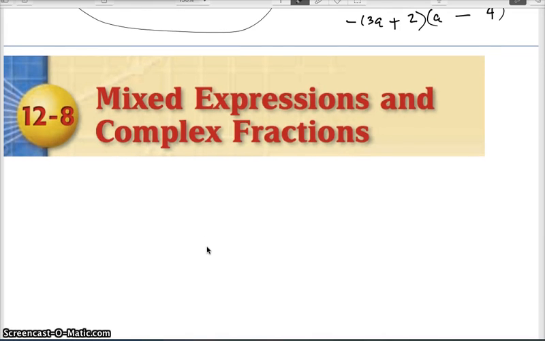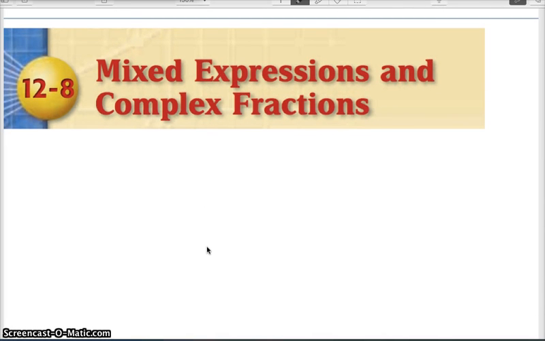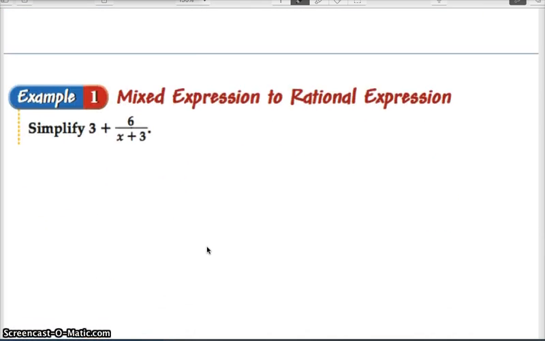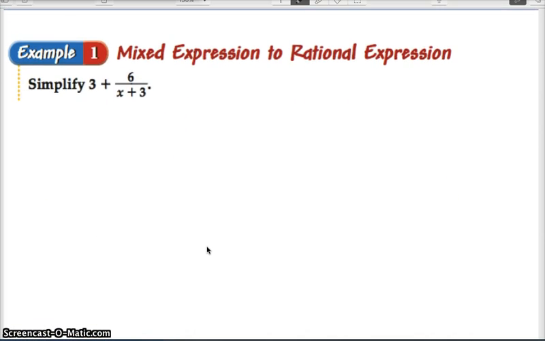We're on section 12.8, and we just finished up sections 12.6 and 12.7, and I think you should just watch this straight through because it's kind of related to what we've done before. So here, we're looking at adding a mixed expression. So we've got a whole number and this rational expression.